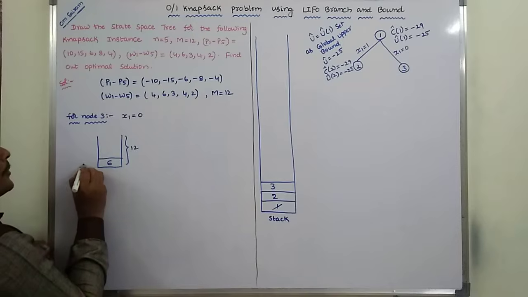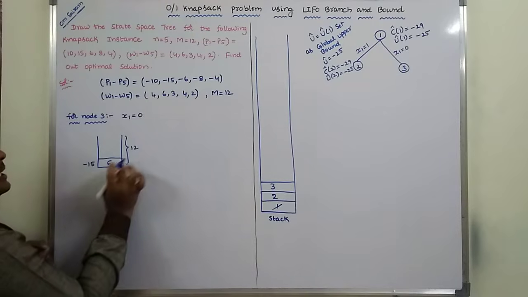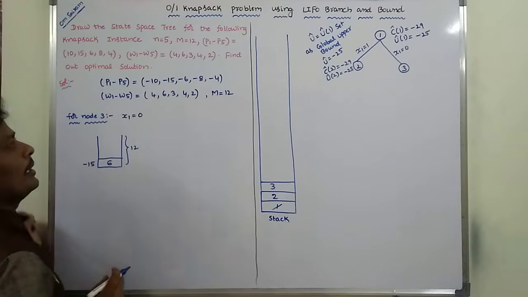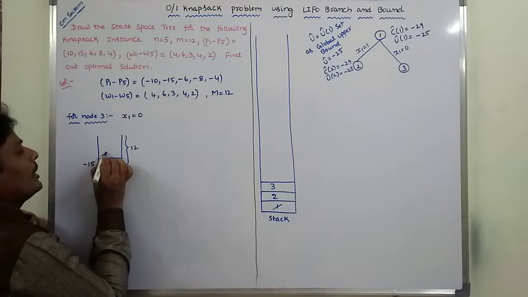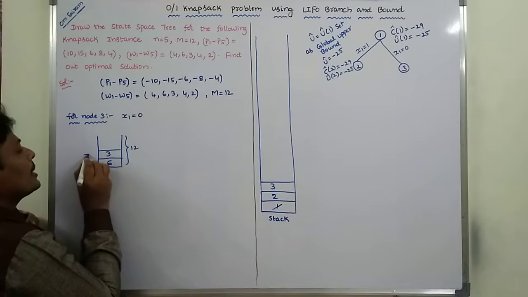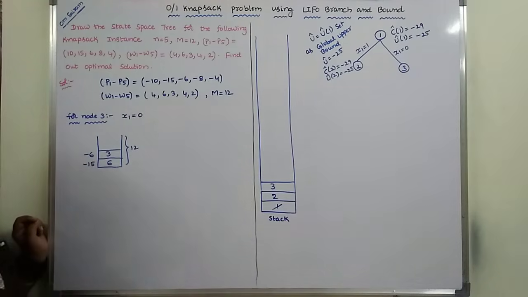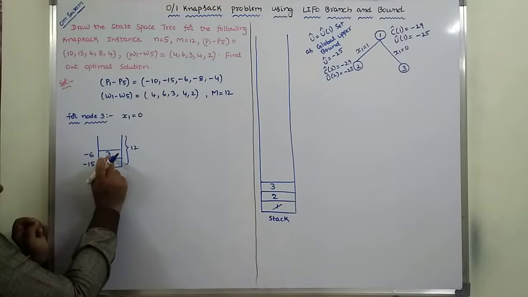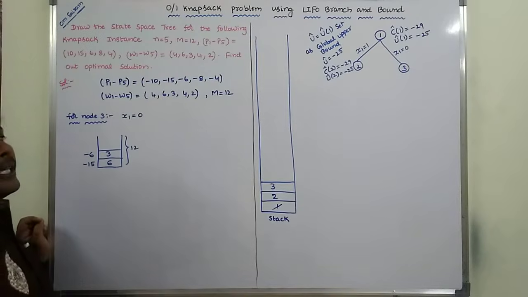Then the corresponding profit is minus 15. What is the remaining capacity? 6. Then place the third object. The third object is completely placed into the knapsack. Then the corresponding profit is minus 6. Next, what is the remaining capacity? 12 minus 9, that is 3.